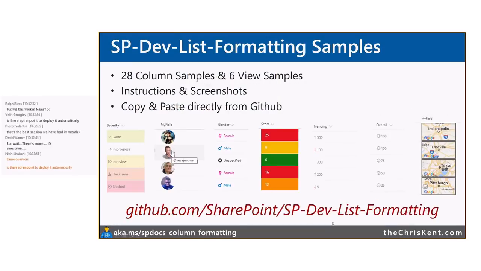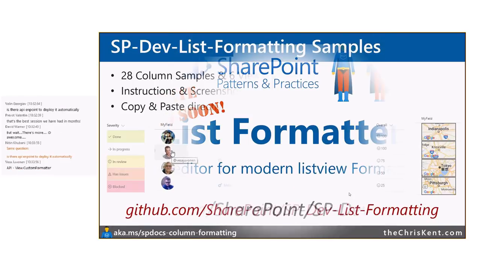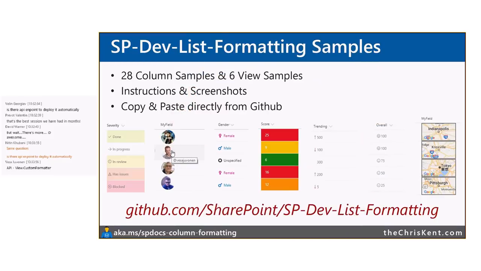And last thing, make sure you're checking out the list formatting samples repo. Go to this URL right here, apparently I can't copy and paste that. So check that out. It's github.com/SharePoint/sp-dev-list-formatting. There you go. You can run these on top of it. But again, there's 28 column samples. There's 6 view samples. So there's been 3 view samples and 4 column samples added in the past week alone. If you're looking for a spot to contribute, this is by far the easiest repo to contribute to, and you can become a PnP contributor, put it on your resume, get a great job, whatever you need.